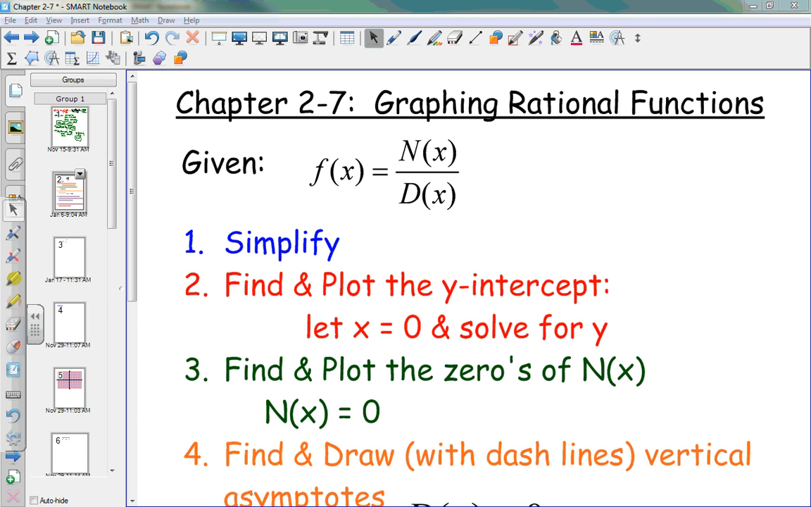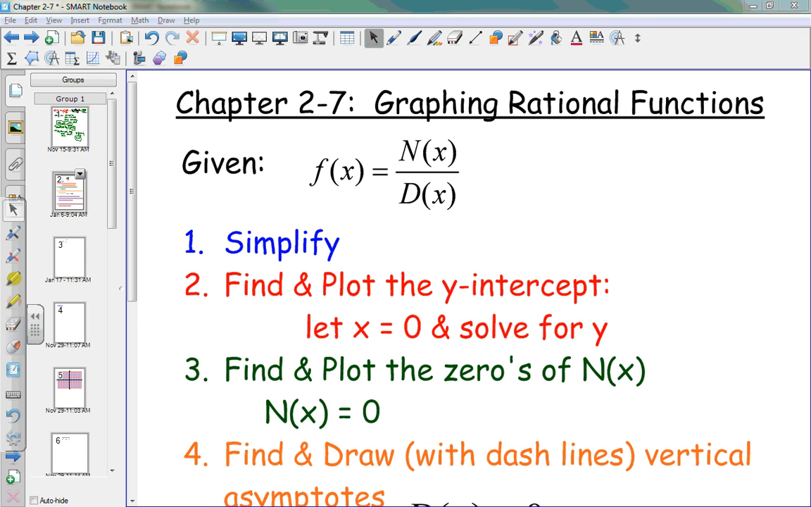Okay, chapter 2-7. This section is all about graphing rational functions. Whenever I say graphing a rational function, that means there's a whole lot going on. There are several steps because you want to get as much information out of this lovely thing as you possibly can. Do you remember last time I gave you worksheets? They look exactly like your test. What do you think this worksheet looks like? Exactly like your test is going to look.